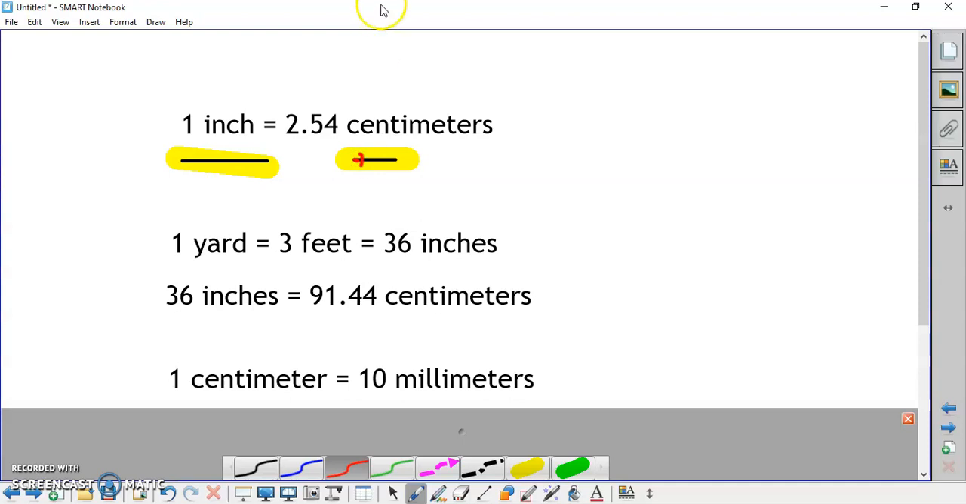We use millimeters a lot in medical measurements or in laboratory situations where you're dealing with very small measurements, and the micrometer or the nanometer would be the units used to measure things that are microscopic. It's important that you know approximately what the measurements would be.